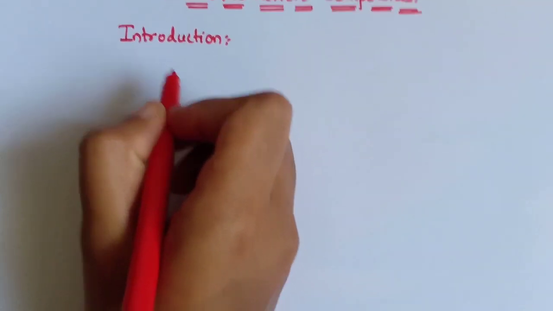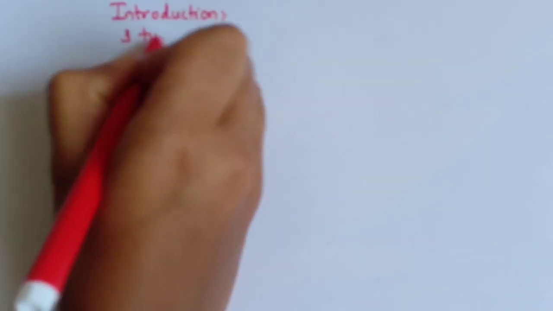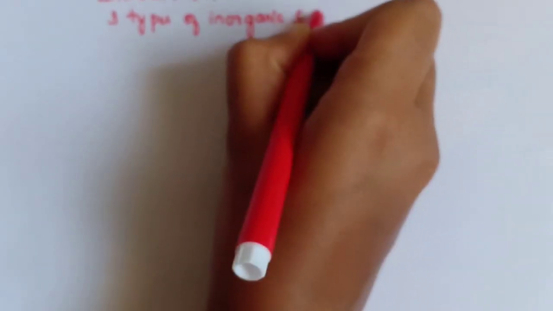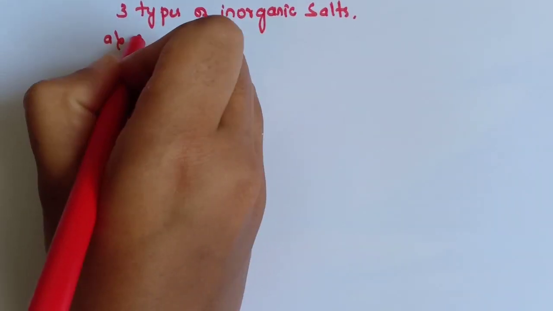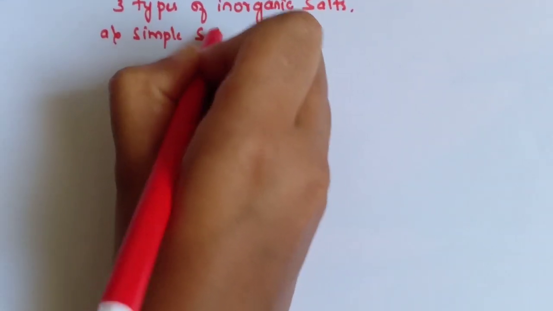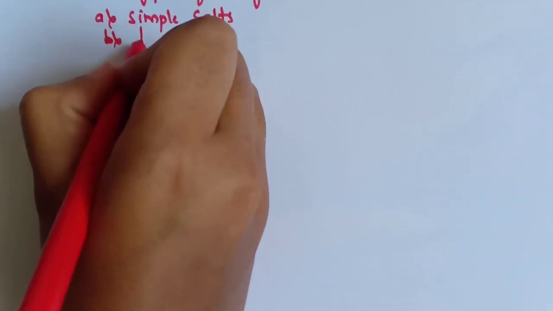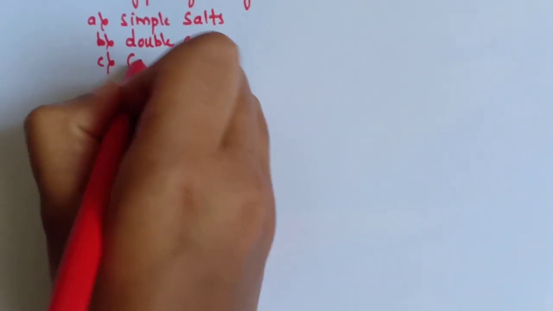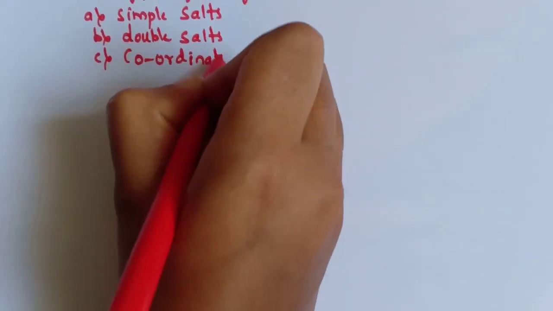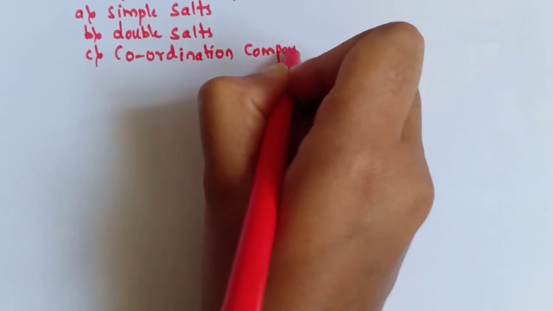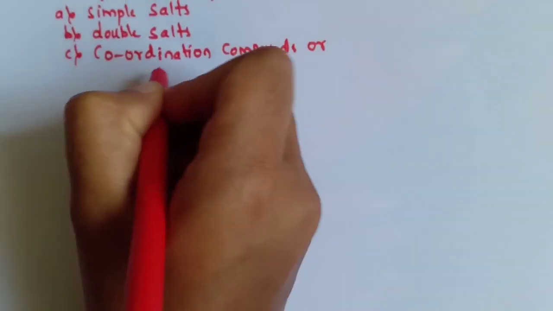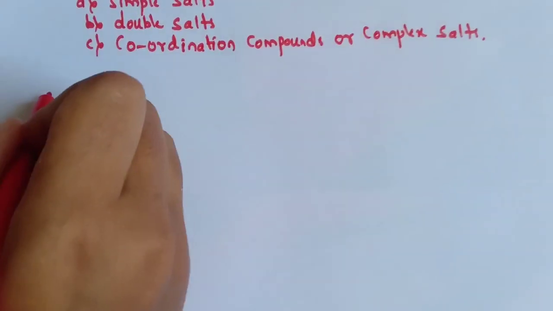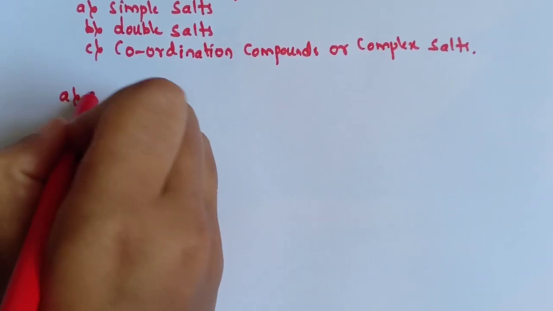There are three types of inorganic salts. They are simple salts, double salts, and coordination compounds, which are also called complex salts. First of all, what are simple salts?